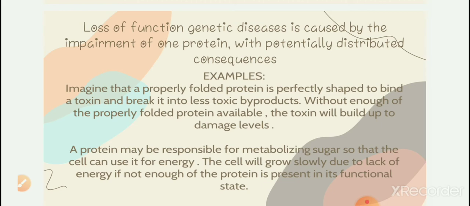So these are the examples. Imagine that a properly folded protein is perfectly shaped to bind a toxin and break it into less toxic byproducts. Without enough of the properly folded protein available, the toxin will build up to damaging levels. Next example is a protein may be responsible for metabolizing sugar so that the cell can use it for energy. The cell will grow slowly due to the lack of energy if not enough of the protein is present in its functional state. So yung reason kaya nagkakasakit yung mga cells in these cases is due to lack of one specific properly folded or functional protein.